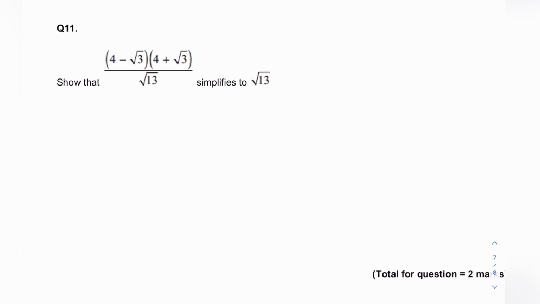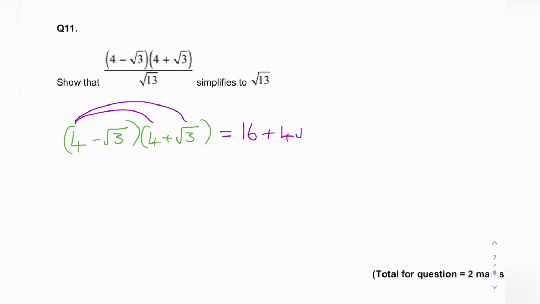Okay, a very similar question, number 11. We've got to expand our double brackets to begin with. So here we do 4 multiplied by 4, which is 16. 4 multiplied by root 3 is 4 root 3. Minus root 3 multiplied by 4 is minus 4 root 3. And minus root 3 times positive root 3 is negative 3. We can again cancel out our like terms. So here we had 4 root 3, subtract 4 root 3, which is 0. And then 16 subtract 3 is equal to 13.